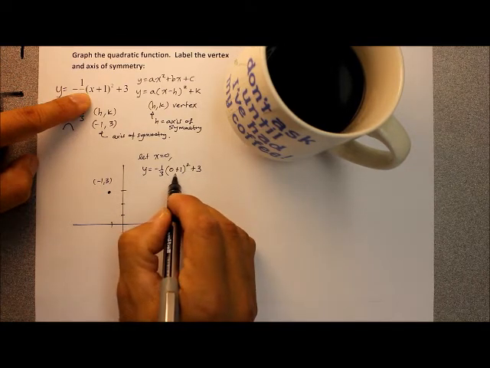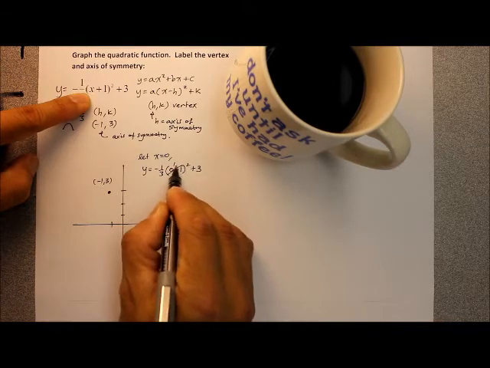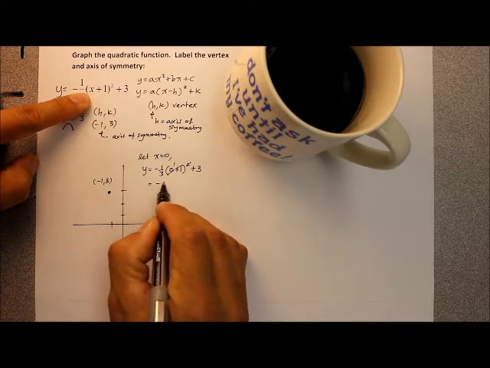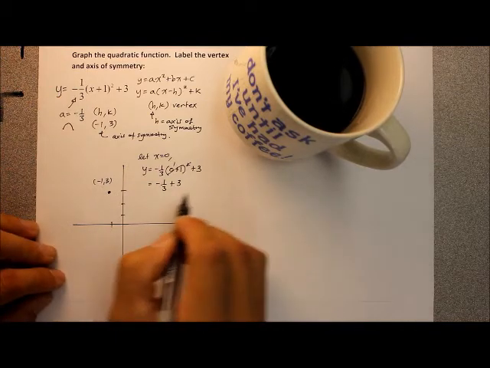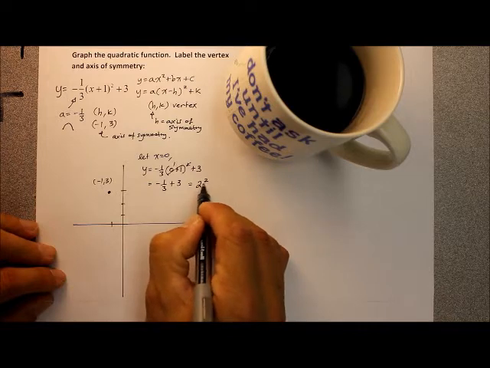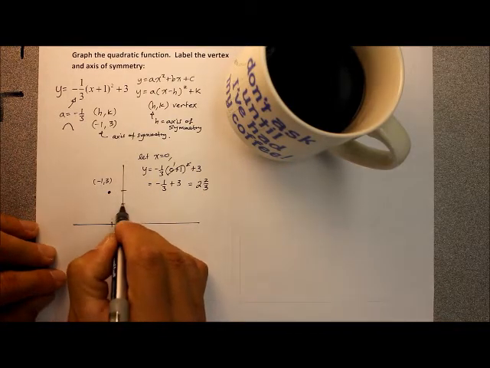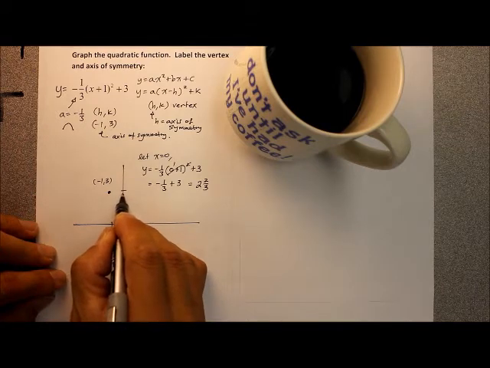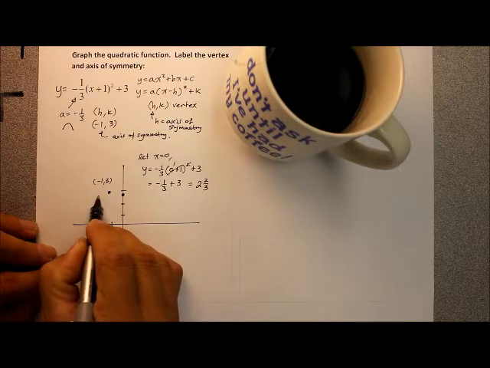Inside the parentheses, the order of operations says that's going to be 1. 1 squared is still 1, times the coefficient negative 1/3 is negative 1/3, plus 3. Negative 1/3 plus 3 is 2 2/3. So on the y-axis, 1, 2, and around here. And if it's 2 2/3 on this side, it must also be 2 2/3 on the other side as well.